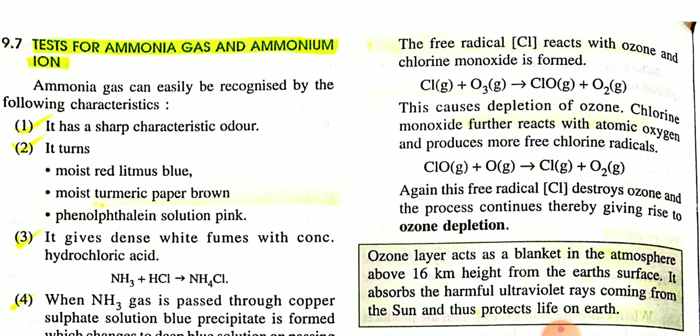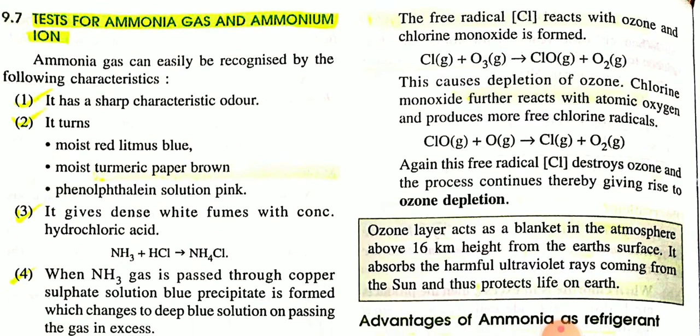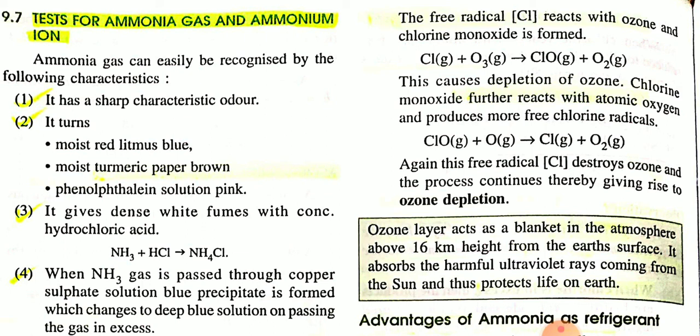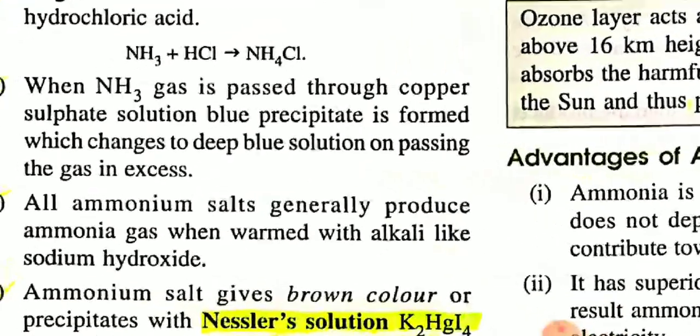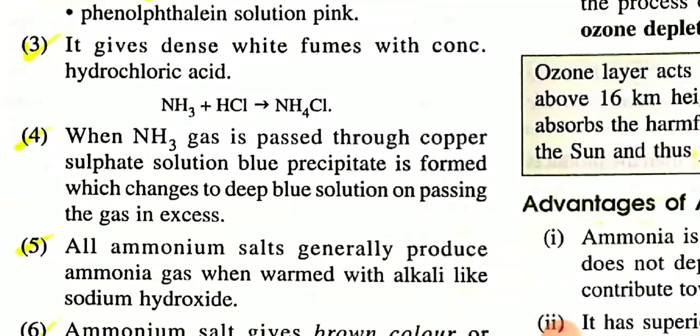Now test for ammonia. It has a sharp characteristic odor. It turns moist red litmus blue, moist turmeric paper brown, and phenolphthalein solution pink, and it gives dense white fumes with concentrated hydrochloric acid and forms solid ammonium chloride.